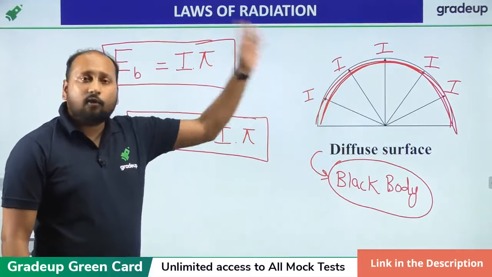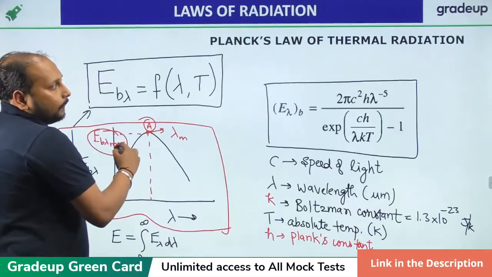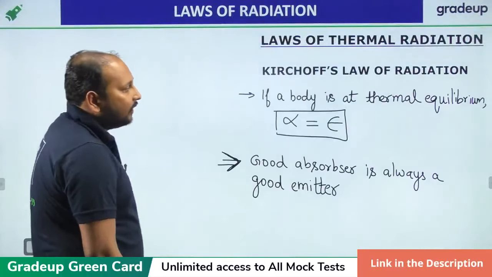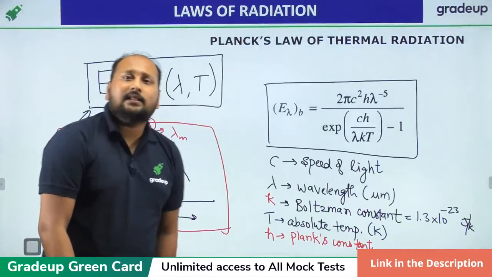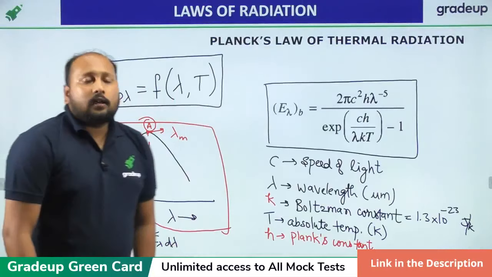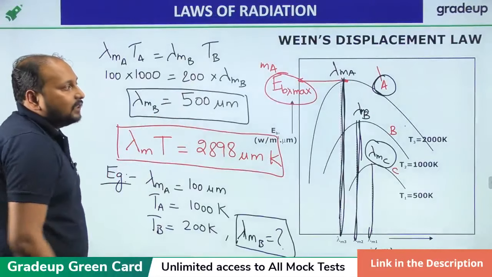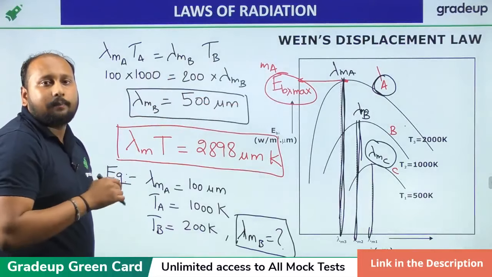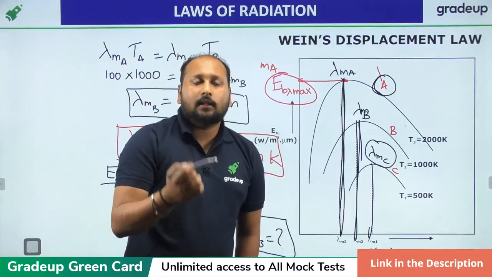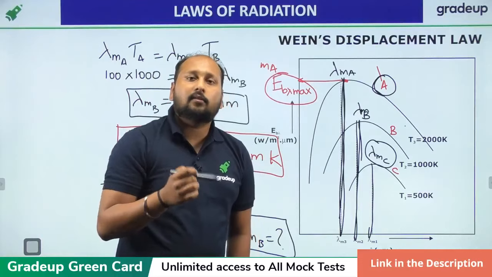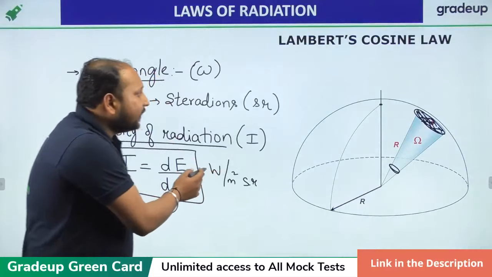Continuing to that, we have studied the 4 different laws of radiation. We started with the Kirchhoff law of radiation, where alpha is equal to emissivity. This was our first law. Second was Planck's law, which basically stated that EB lambda is a function of lambda and absolute temperature. I have given you the example. Next is Wien's displacement law, very important. This is the application of Planck's law, where the product of the maximum wavelength with the absolute temperature is constant. And the last is Lambert Cosine law, where we first understood what is solid angle and intensity of radiation.